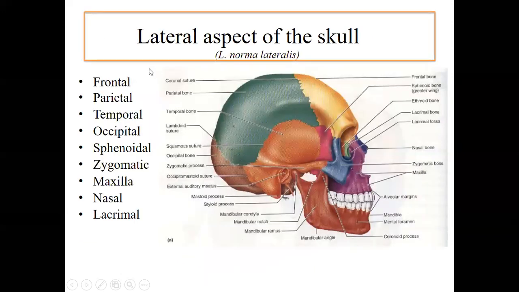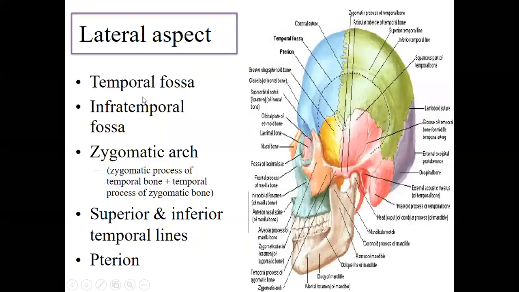Okay, now we're going to discuss the bones that you can see on the lateral aspect of the skull. The bones that you can see on the lateral aspect are the frontal bone, parietal bone, temporal bone, occipital bone. And the remaining bones that you can observe on the lateral aspect are the sphenoid bone, zygomatic bone, maxillary bone, nasal bone, and also the lacrimal bone. On the lateral aspect there are a few important bony landmarks that you have to know.